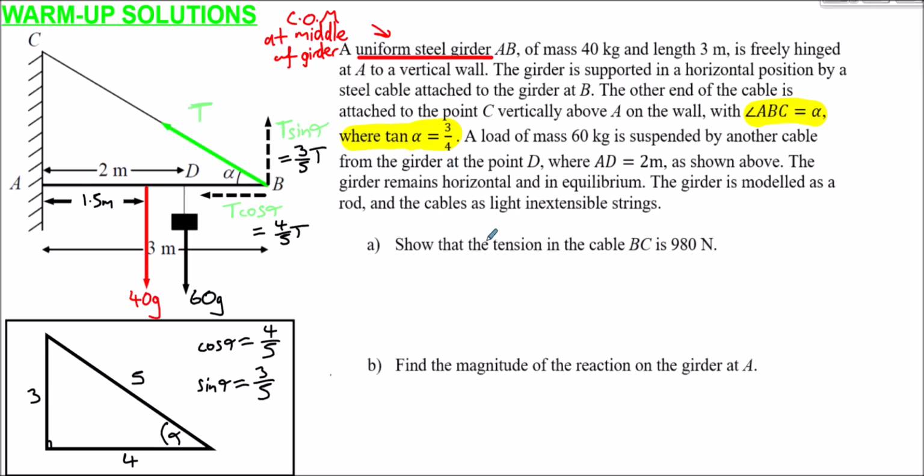So, show that the tension of the cable BC is 980 newtons. But of course, if you just read on and look at part B, there's going to be a reaction on the girder at A, and of course there will be. So there's going to be a force acting at A there. So we can't just consider forces up and down acting on the girder, because there's an unknown force here, the reaction.